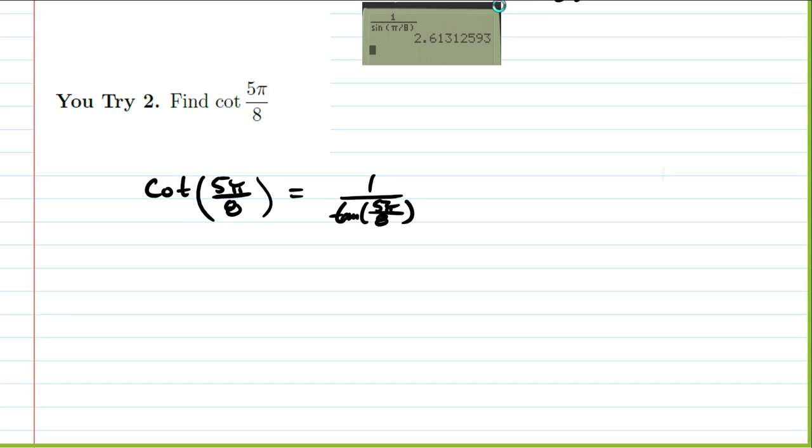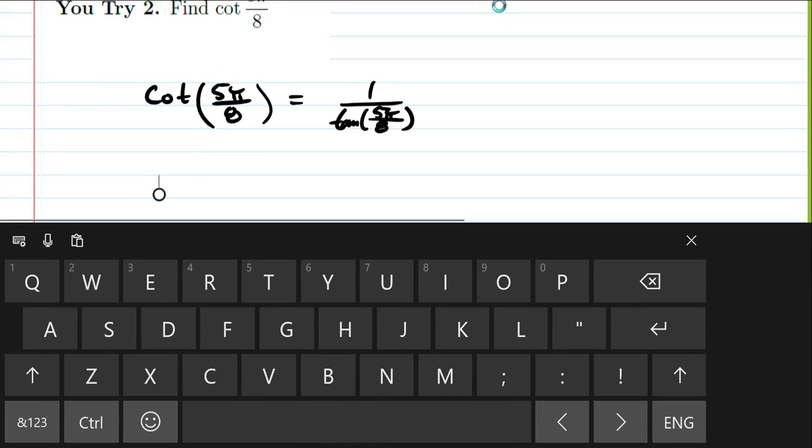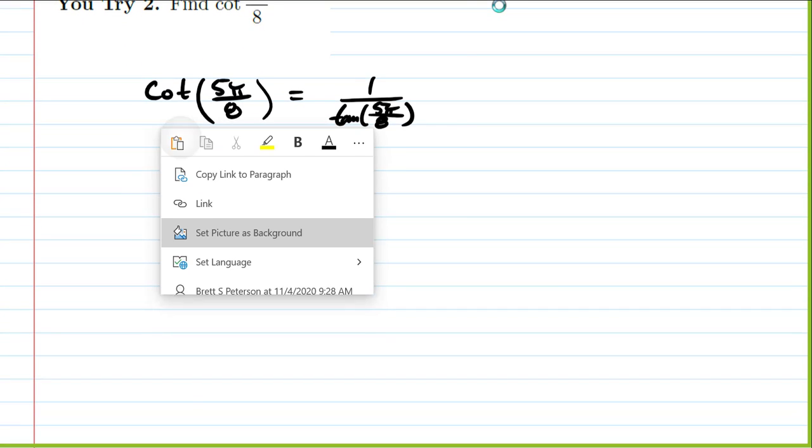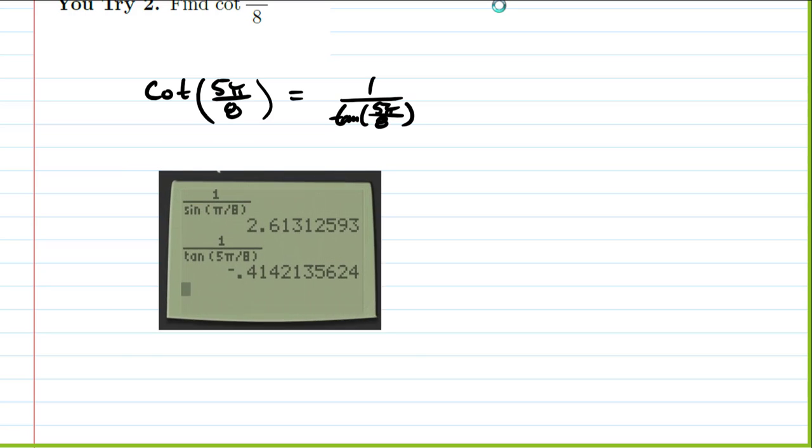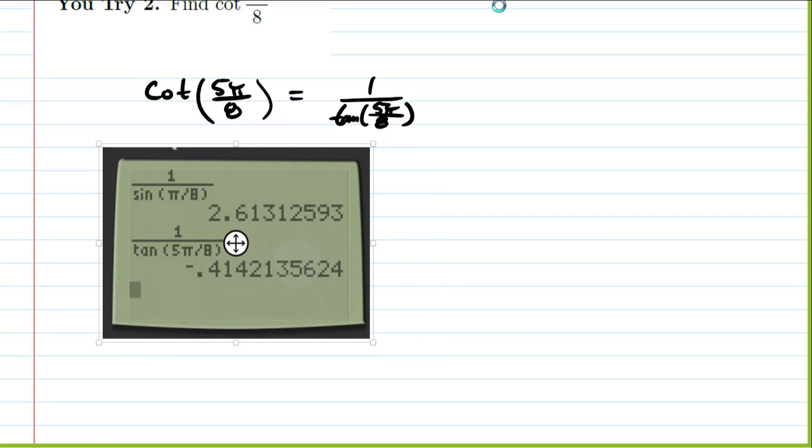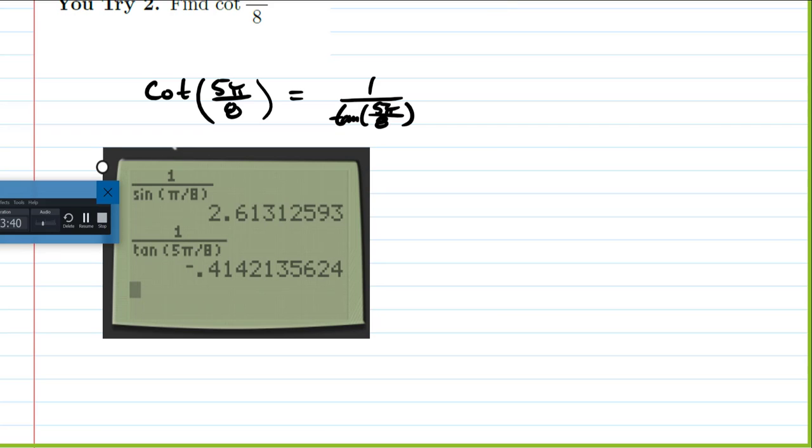So if we need to calculate any of the reciprocals, so secant, cosecant, or cotangent, we have to write them as 1 over using the reciprocal identities and calculate that, because there is not a cosecant, a cotangent, or a secant button on your calculator.